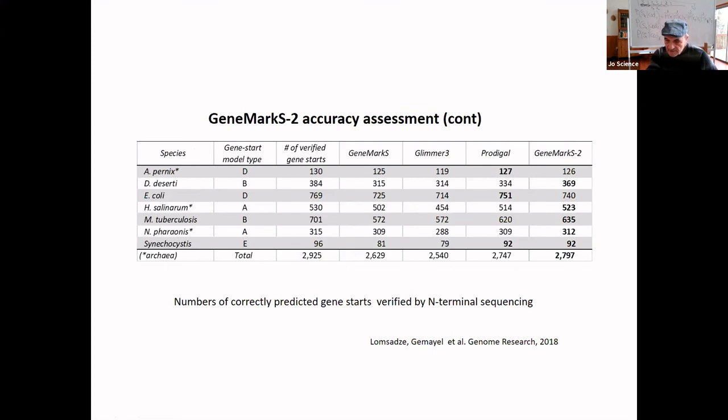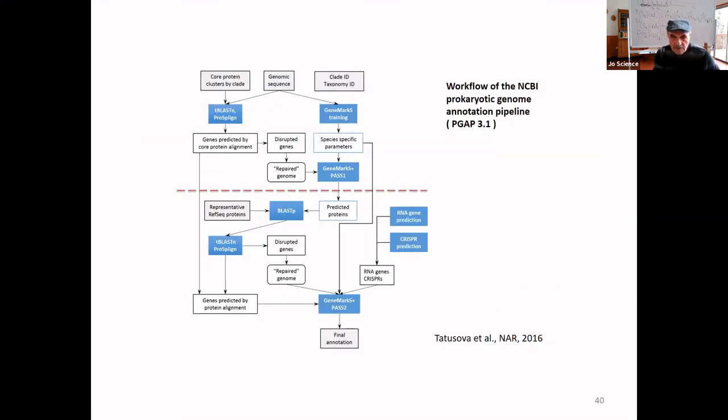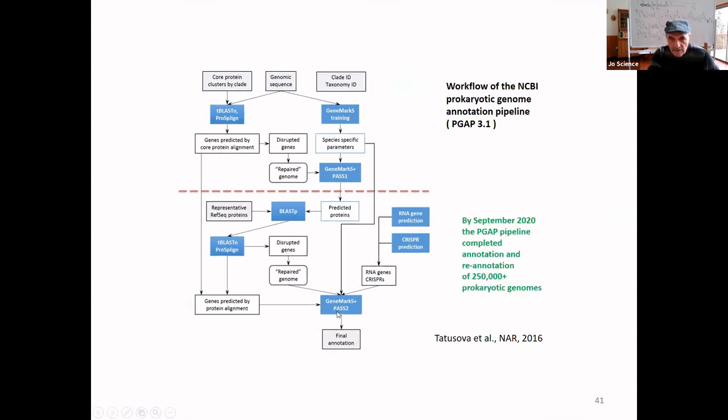So this is the result that was published in 2018. GeneMark S2 is a part of the NCBI prokaryotic genome annotation pipeline, PGAP, and since 2016, it is working. It replaced GeneMark S, which was there in the beginning. And by now, let's say September, it was 250,000 plus genomes. Now it is more than that. And it's a pretty good result to have such a recognition of the algorithm in annotation of prokaryotic genomes.